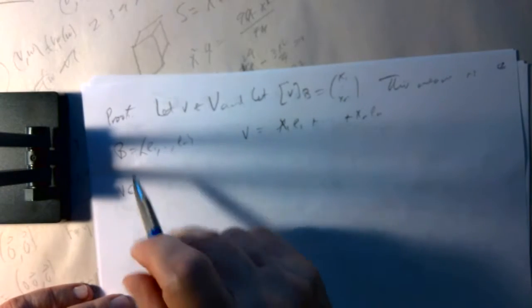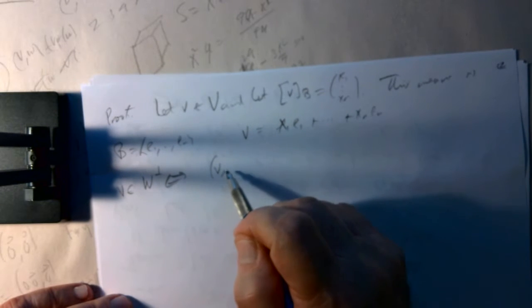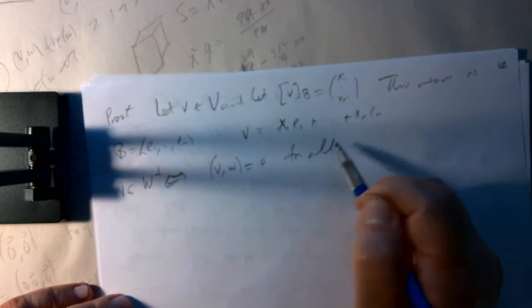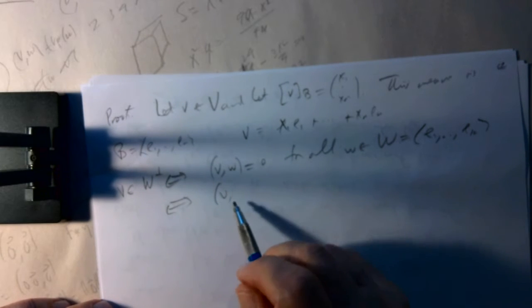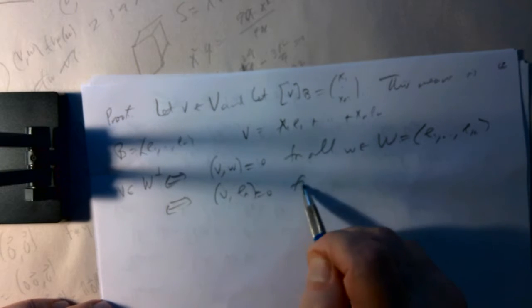So the vector V is in W perp if and only if the inner product of V with w is 0 for all w in W. But because E1 up to EK is the basis for W, that is, W is the subspace spanned by E1 up to EK, V is in W perp if and only if the inner product of V with E sub i is 0 for all i from 1 up to k.